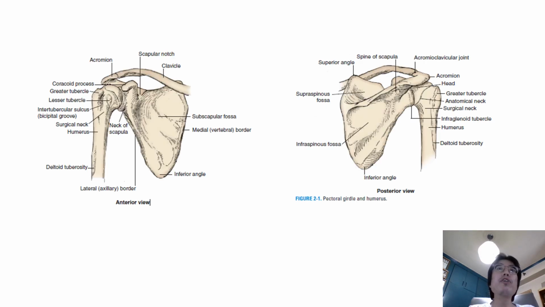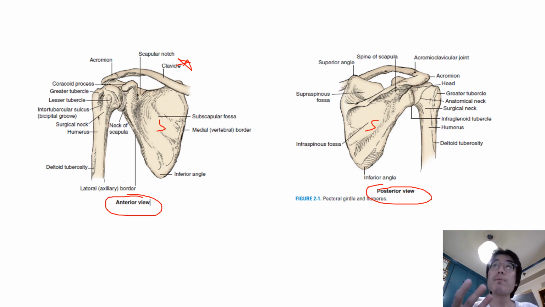This is the anterior view of the shoulder girdle, and this is the posterior view. Immediately noticeable here is the collarbone or the clavicle, which is a commonly fractured bone that forms the pectoral girdle together with the scapula over here. The clavicle connects the upper limb to the sternum, which is part of the axial skeleton, by articulating with the sternum at the sternoclavicular joint and with the acromion of the scapula at the acromioclavicular joint.